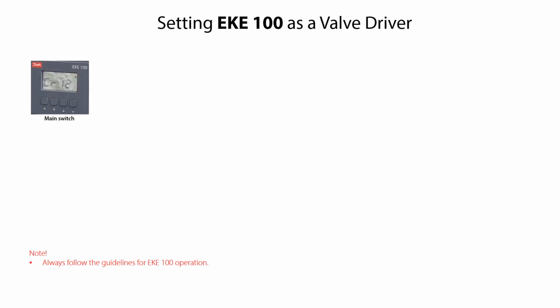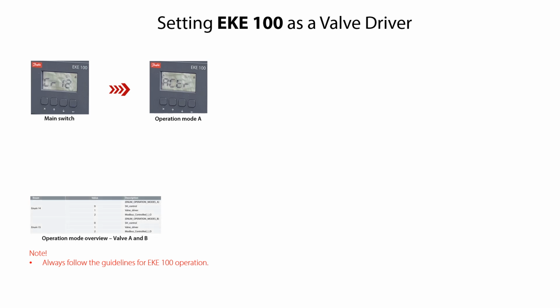We will in this example configure the EKE 100 as a valve driver for one ETS 12C stepper motor valve, and it is done as follows. From the main switch CR12 mode, press the arrow down key to access the operation mode A, specified as ACTR. Press the Enter key to access the available operating modes.